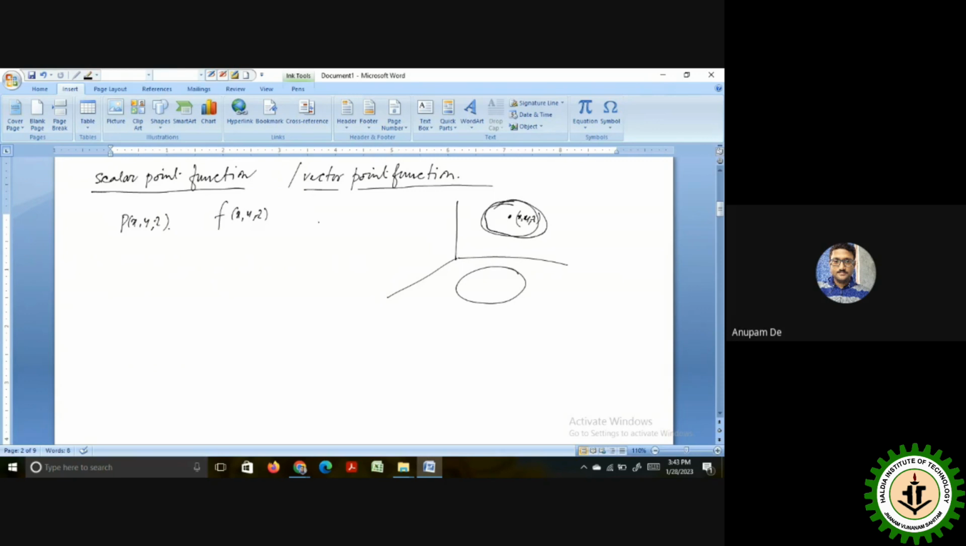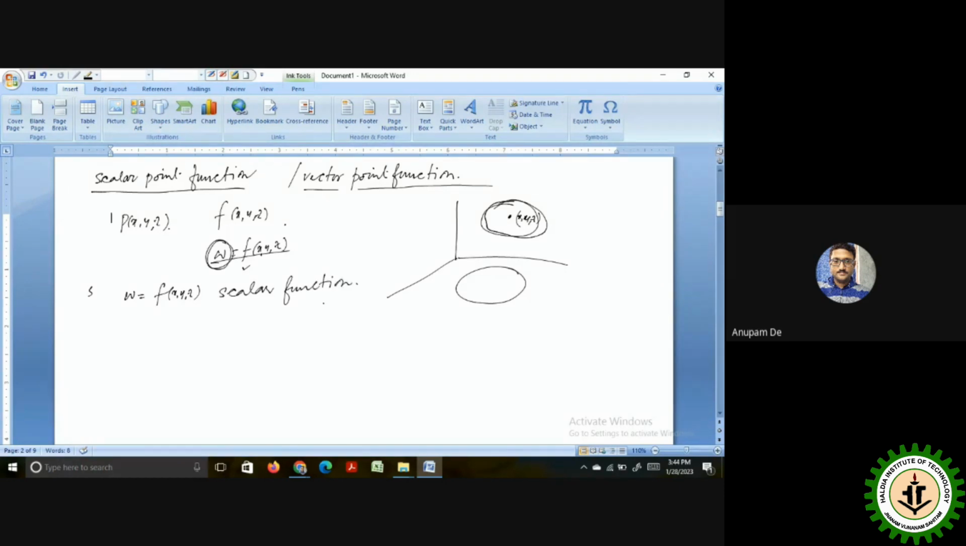suppose there is a w plane, w equal to f of x, y, z. If we can get a point w corresponding to each x, y, z, then this f will be called a scalar point function. And if this w is a scalar, it means there is no direction. In a scalar you have only magnitude, no direction. If we can find a unique scalar number w, then we will call this w or f of x, y, z a scalar function.